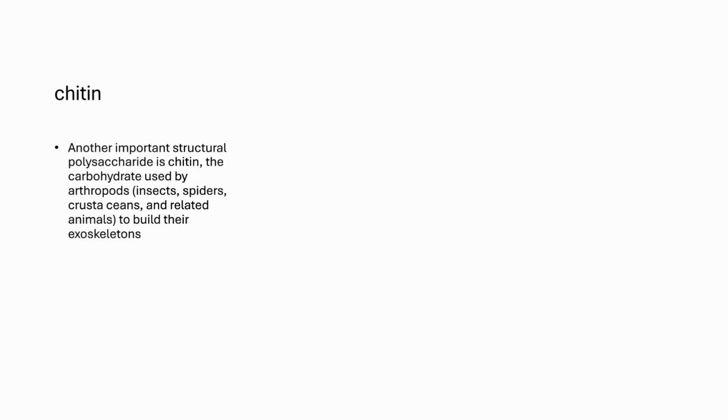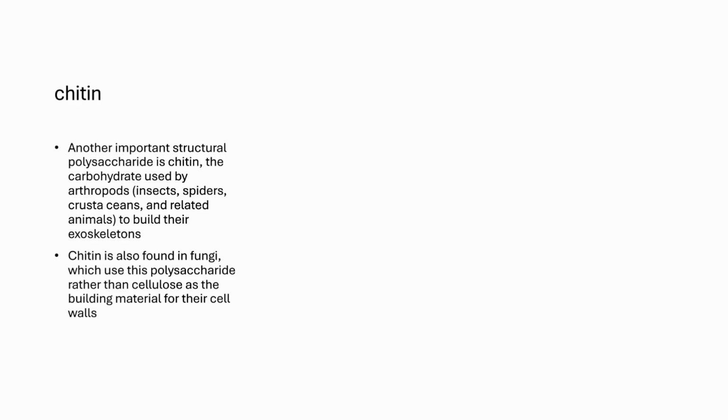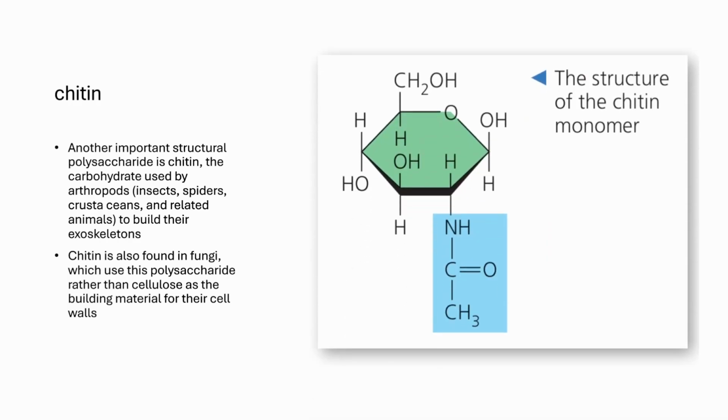And it is made up of chitin embedded in a layer of protein. The case is leathery and flexible at first, but becomes hardened when the proteins are chemically linked to each other. Chitin is also found in fungi, which use this polysaccharide rather than cellulose as the building material for their cell walls. Chitin is similar to cellulose with beta linkages, except that the glucose monomer of chitin has a nitrogen-containing attachment.